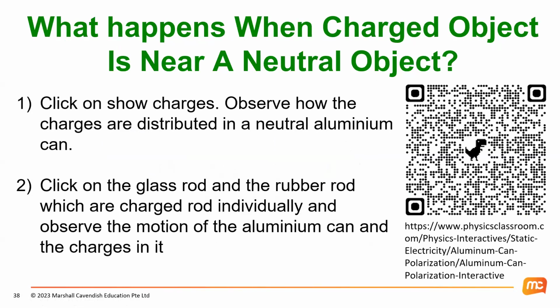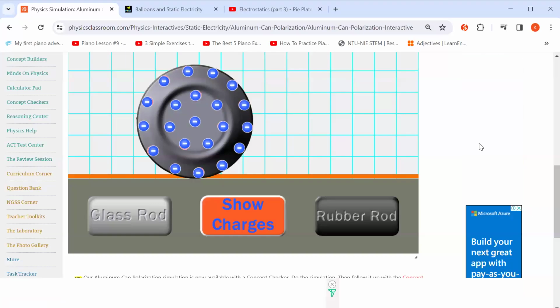Okay, next. We have looked at how insulators are being charged and how conductors are being charged. Now we take a look at what happens when a charged object is placed near a neutral object. What happens to the charges inside it? You can scan the QR code and see what happens. I'm going to illustrate over here.